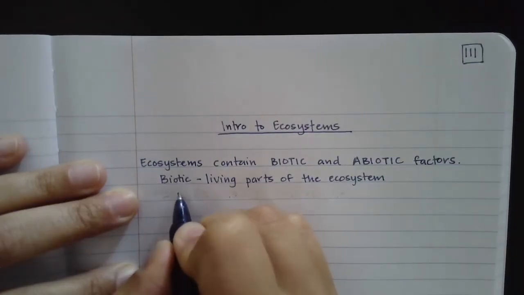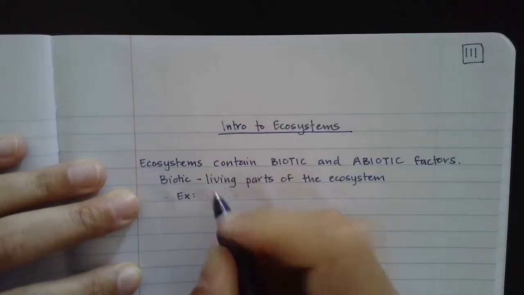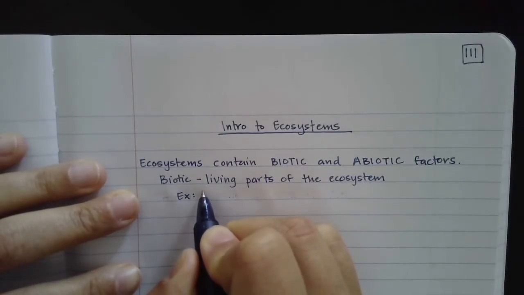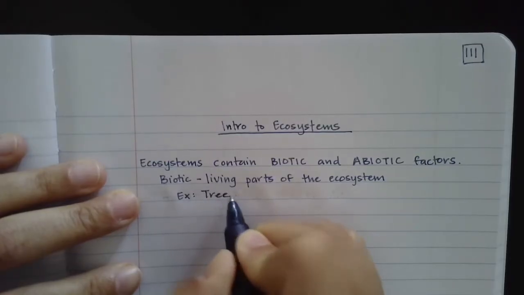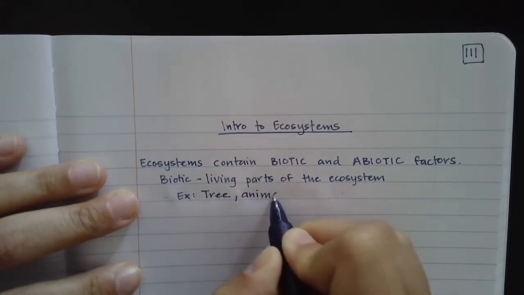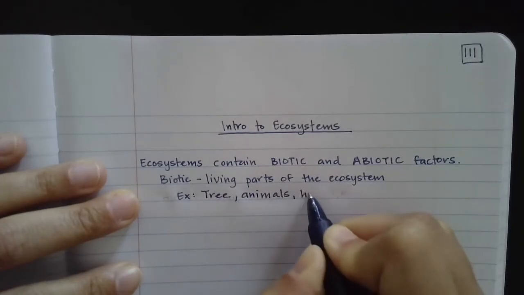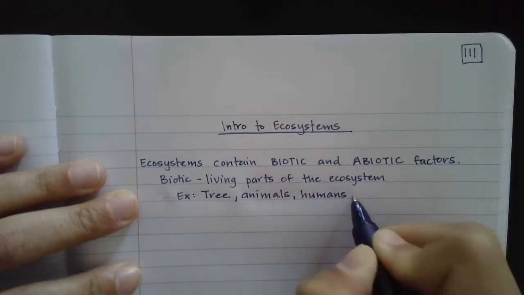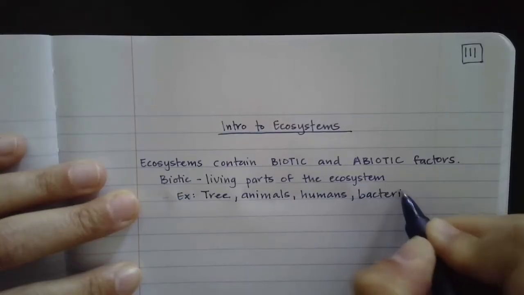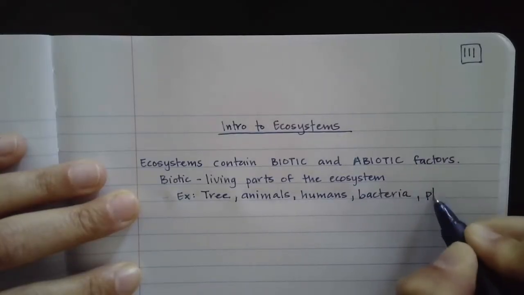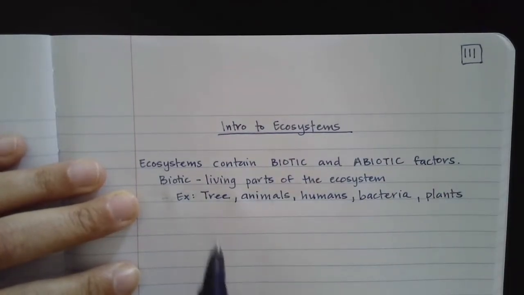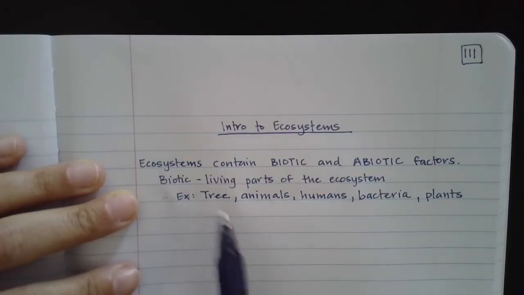So let's do some examples. For example, a living portion of an ecosystem could be something like a tree or animals, humans, bacteria, all of the plants. Anything that's living, anything that's made of cells, those are all going to be biotic factors.